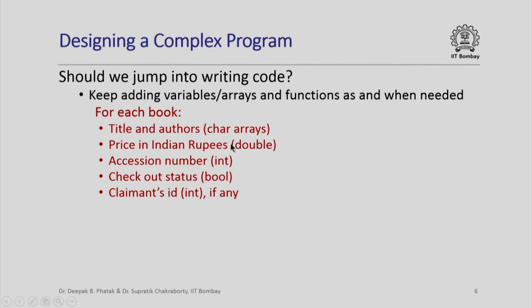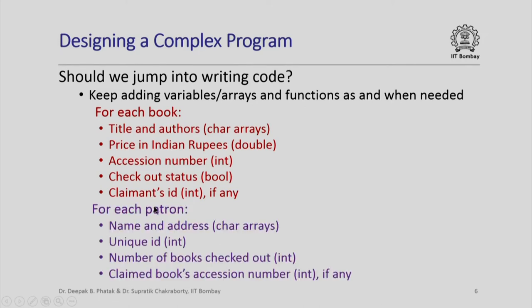For each book, I also need to store the price in Indian rupees, and I could have a double variable for each book for this purpose. Similarly, I could have an integer variable for each book which stores the accession number of the book. I could have a boolean variable for the book which stores its checkout status, and I could also have an integer variable for each book which stores the unique ID of any claimant for that book.